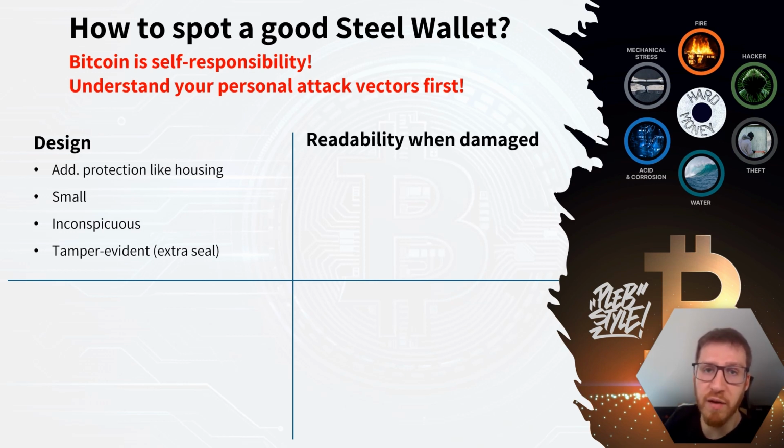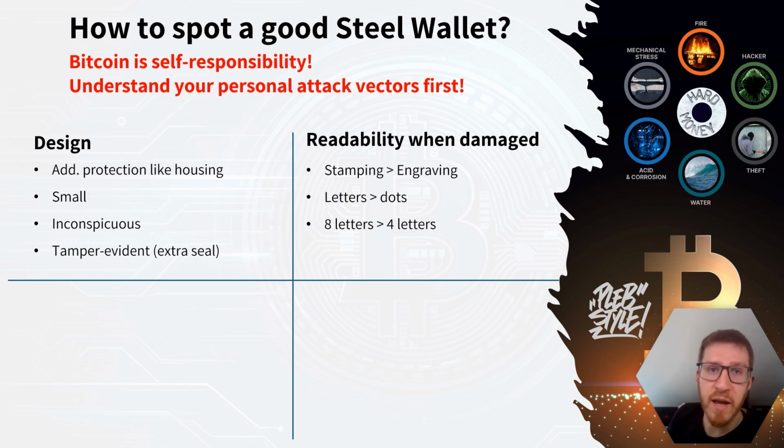So what else do we have? Readability when damaged. So here, stamping is much better than engraving because stamping gets deeper into the metal and gives you more protection. Letters are better than dots. 8 letters are better than 4 letters. Just look at this scenario.